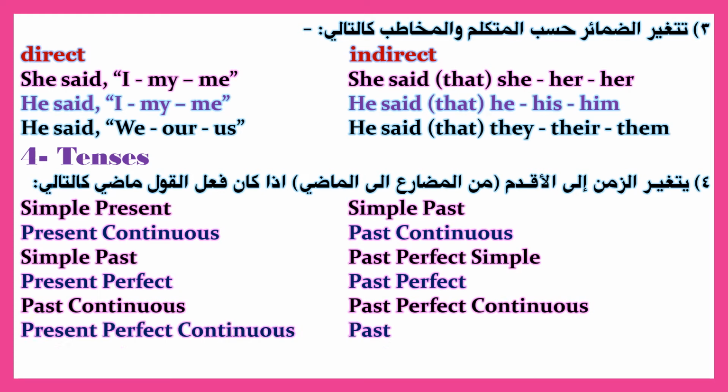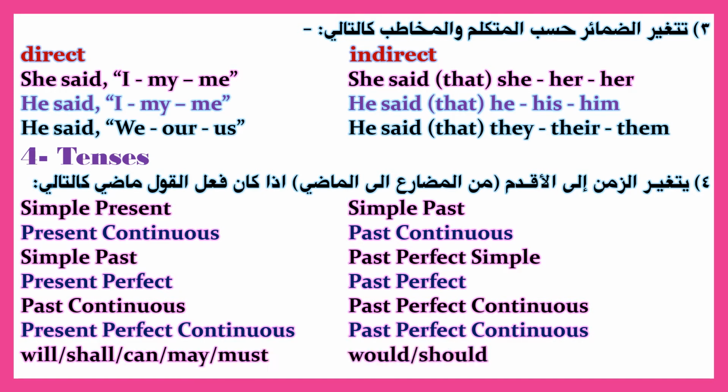4. Tenses. Simple present, simple past. Present continuous, past continuous. Simple past, past perfect simple. Present perfect, past perfect. Past continuous, past perfect continuous. Present perfect continuous, past perfect continuous. Will, shall, can, may, must become would, should, could, might, had to.